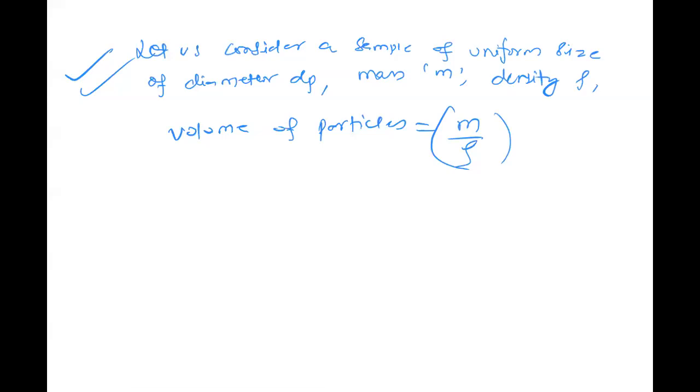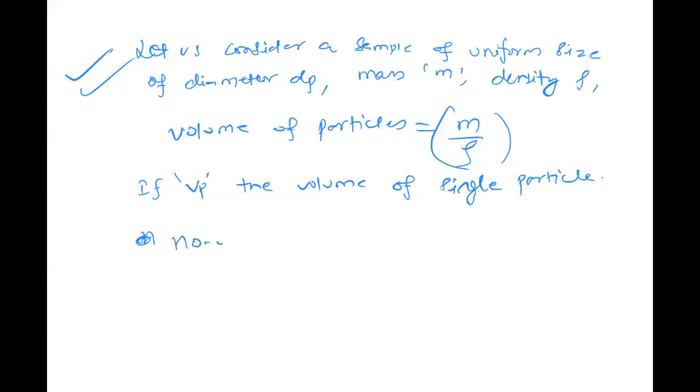Okay. If Vp is the volume of a single particle, try to understand the concept. If Vp is the volume of a single particle, so what is the number of particles in the sample? What is the number of particles in the sample? The number of particles in the sample, I, will be what? Ni equal to V by Vp, yes or no?